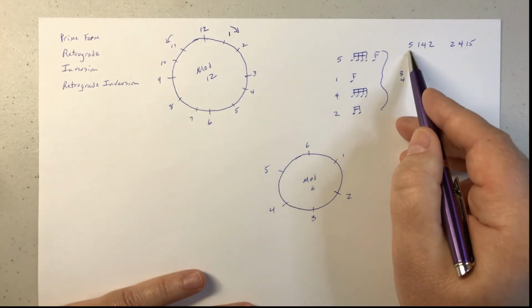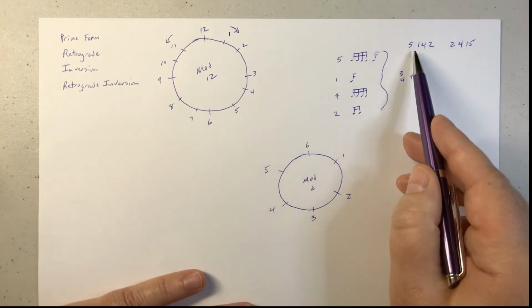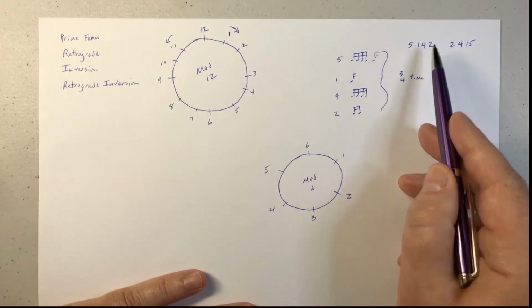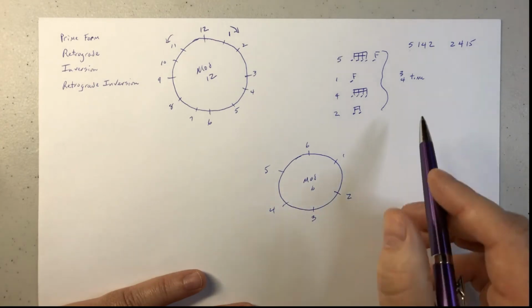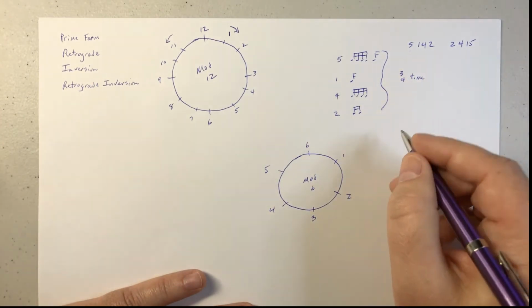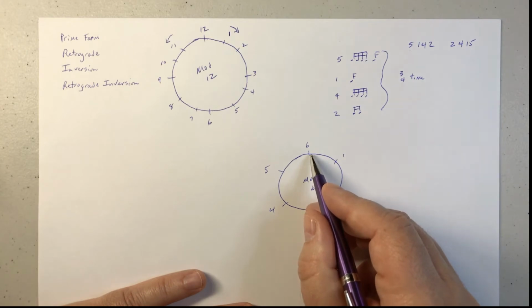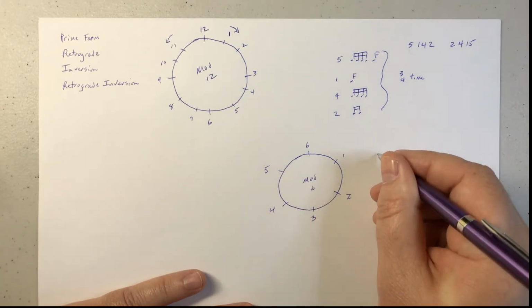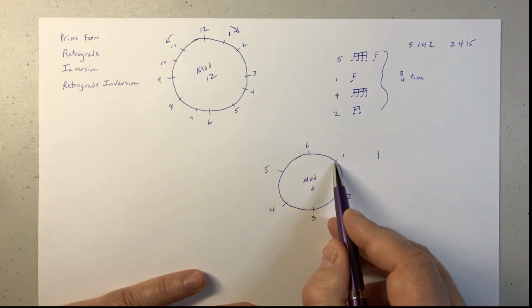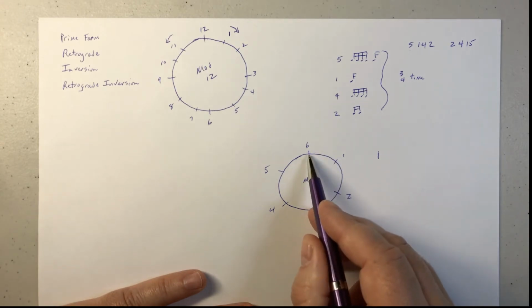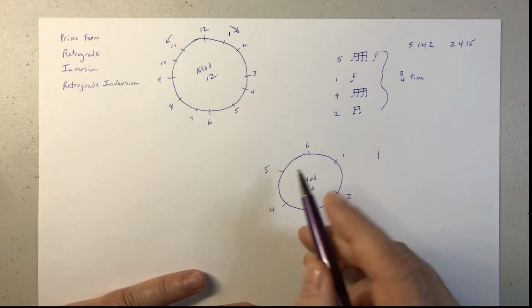So if we're going to find the inversion of 5142, we're going to have to do each number and take the inversion of it on the clock face. So the inversion of 5142: the inversion of 5 is 1, so you go the opposite way. The inversion of 1, which is 1 position clockwise, would be 1 position counterclockwise. It would be 5.